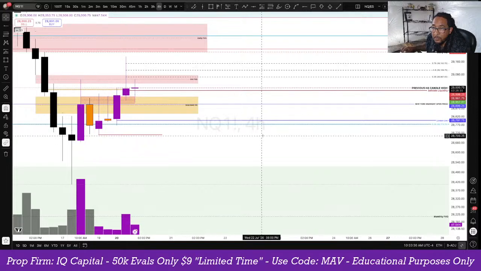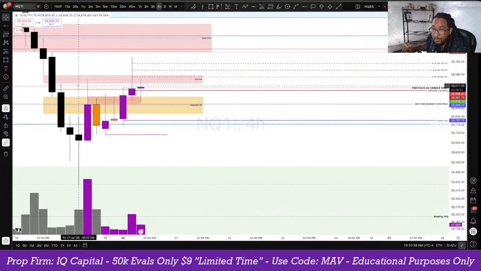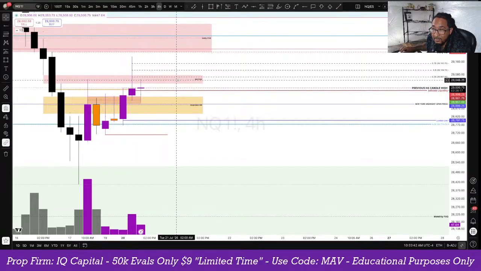I just want to check something on the 4 hour. Okay, so we still have this 4 hour bearish inefficiency here, which is being respected. It's being respected by these wicks. We haven't even bodied into this at all with these 4 hour candles.